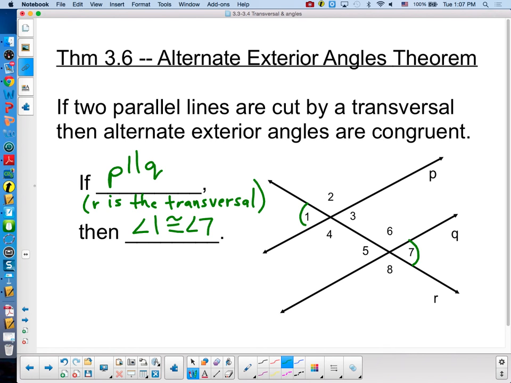Same side interior angles, they have to be supplements. What does supplementary mean? They add up to 180. So looks like we're done on that one.